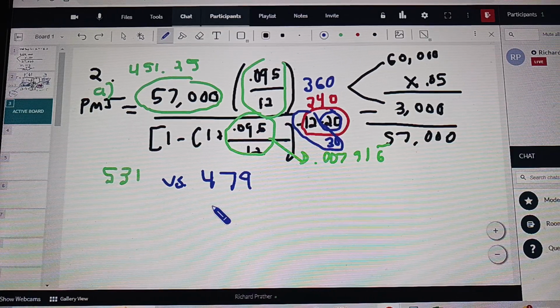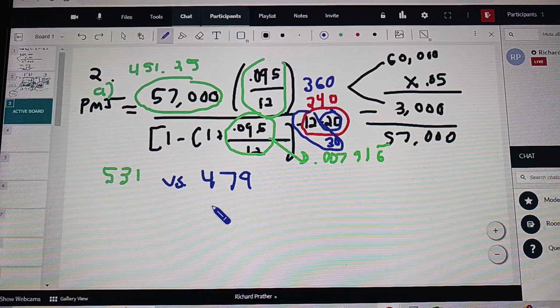This probably for most people, they would prefer the higher monthly payment because it's not that much more, as opposed to saving all that interest. It's going to be a significant difference in interest if you go with the 30-year one.